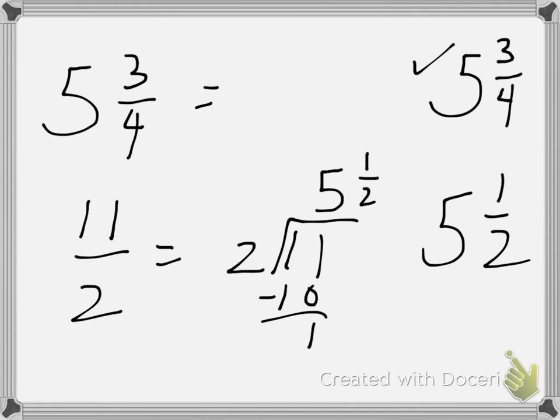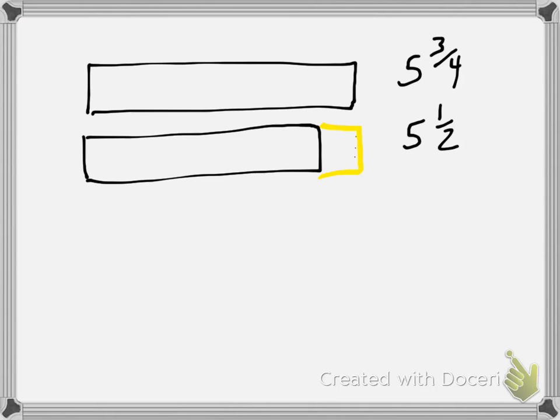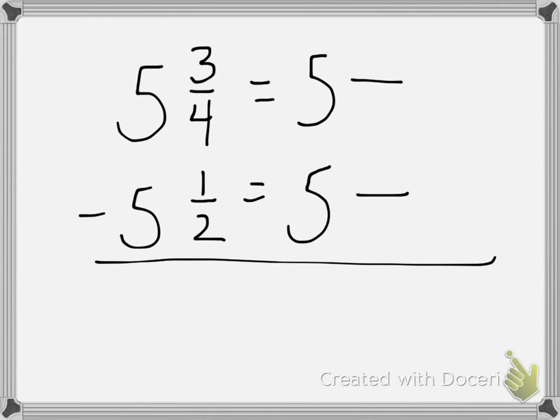Now we're going to compare them and decide how much more this first one has than the second one. So if we look, 5 3/4 we know is greater than 5 1/2. So therefore, this amount here is going to be the difference, and since it's a small amount, that tells us that we're going to subtract 5 3/4 minus 5 1/2. Now, to subtract, we're going to have a common denominator.